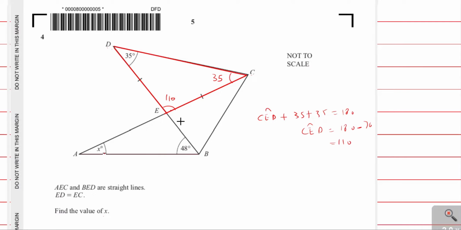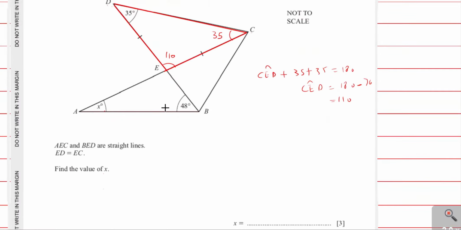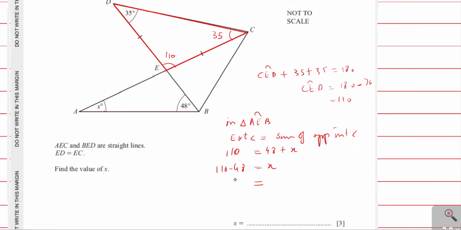We can calculate this angle x degree after calculating this angle. Look here, this is the exterior angle of triangle AEB. We write here in triangle AEB, the exterior angle 110 will be equal to the sum of the opposite interior angles 48 plus x, using the property exterior angle equals sum of opposite interior angles. Therefore x will be equal to 110 minus 48, and this will be equal to 62, and this is the answer.